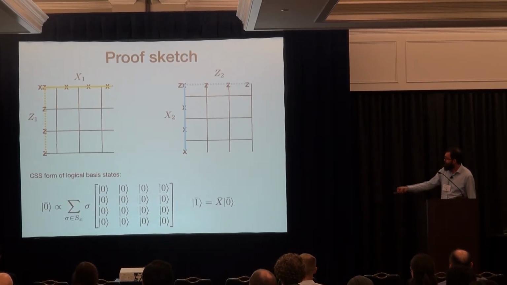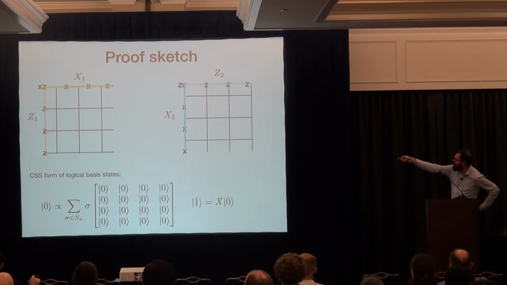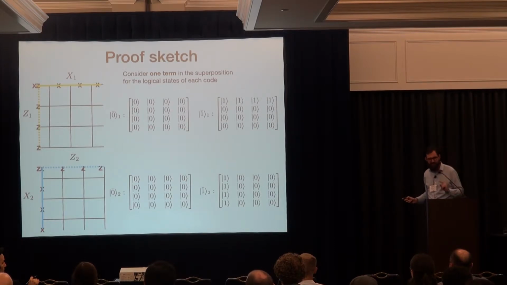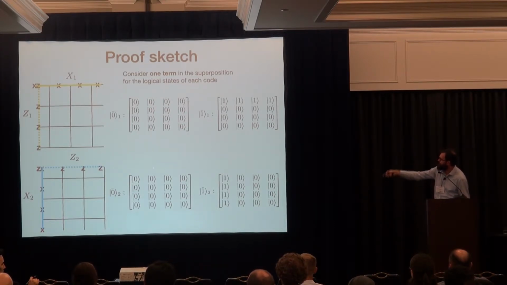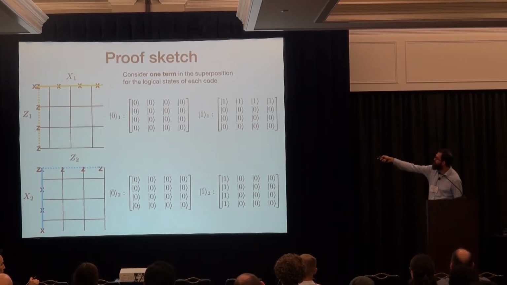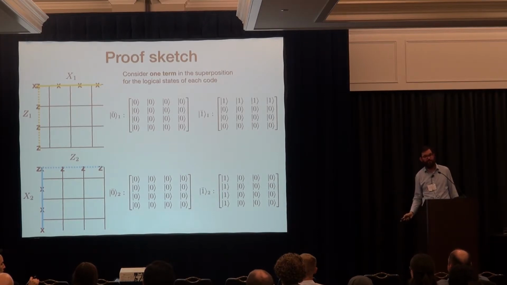So I want to unpack my zero states so they correspond with where the qubits are physically in this lattice. And this is our logical zero state, and this is our logical one. So now let's just think of one term in each superposition for each of the logical basis states of these two codes. So we've got the state 0 and the state 1. The state zeros in each case are represented by zeros everywhere. The state 1 is represented in the first code by a horizontal line of 1s, in the second code by a vertical line of 1s.